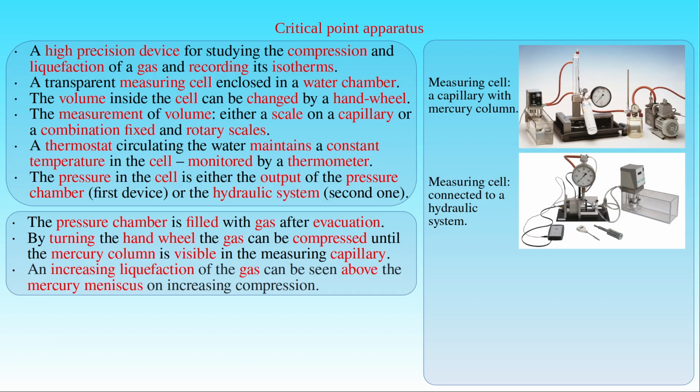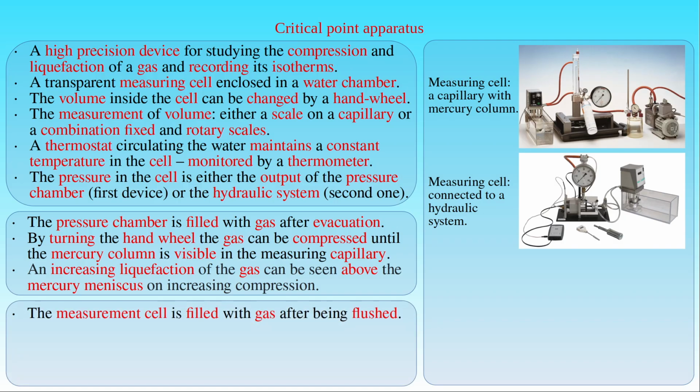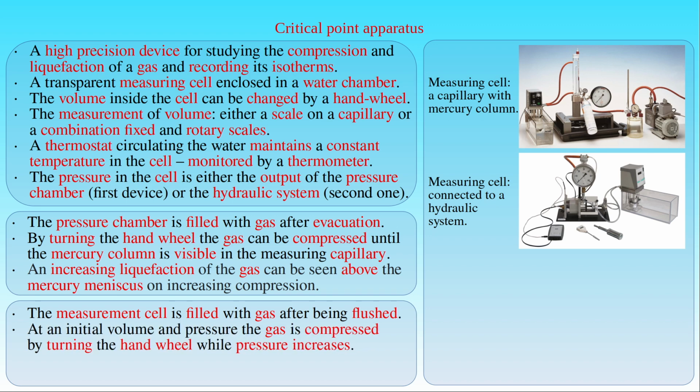In the case of the second apparatus, we have a similar procedure. After the gas container of the sample is attached to the device, the measurement cell must be flushed several times with the sample gas to eliminate air from the system. At the beginning of the measurement, the inlet valve is closed and the volume of the measuring cell is set to a given value. At the initial volume, the inlet valve is opened to fill the cell and reach an initial pressure. Then the valve can be closed and the hand wheel can be turned to decrease the volume of the cell while monitoring the increasing pressure.